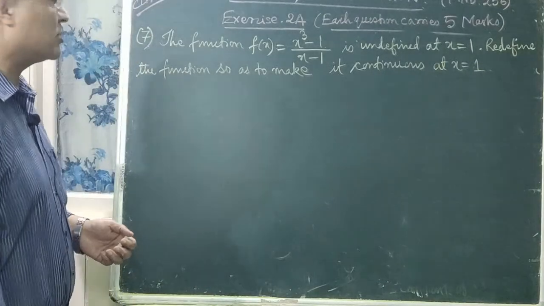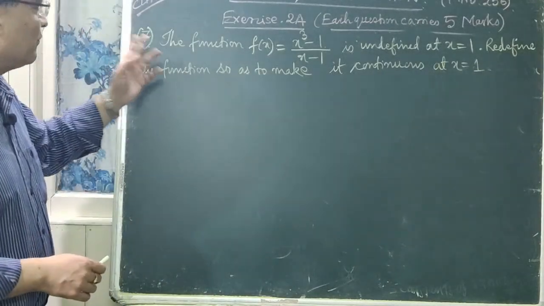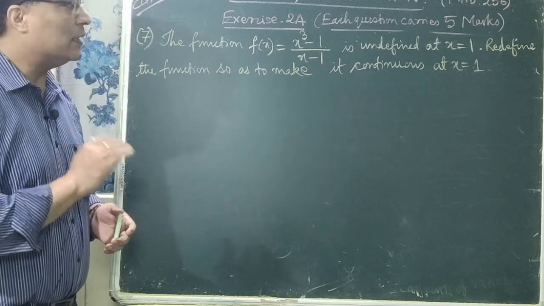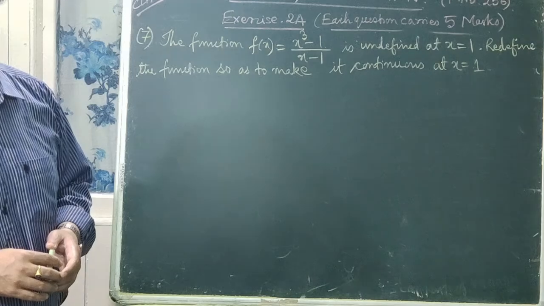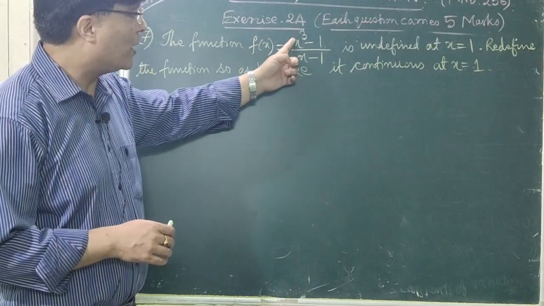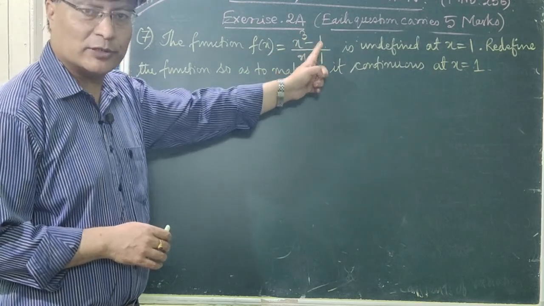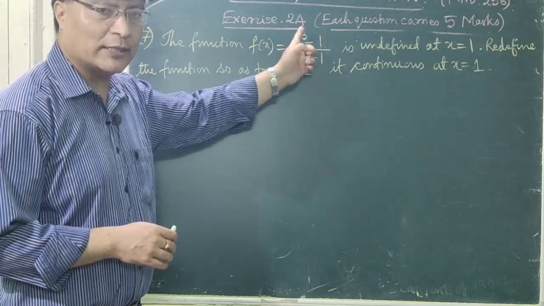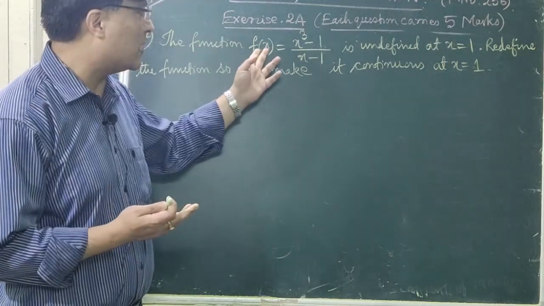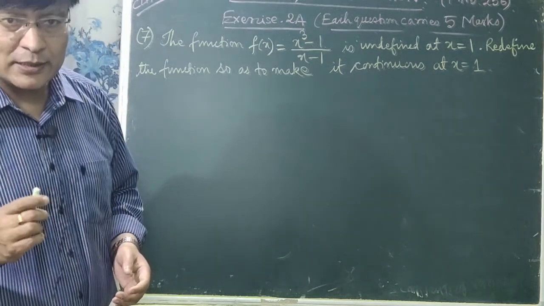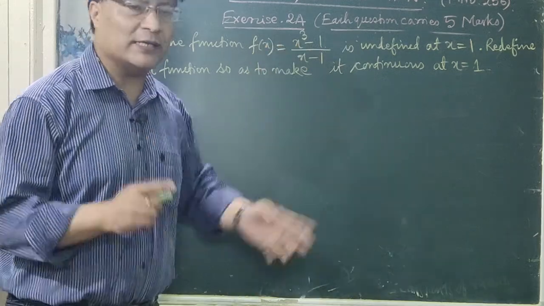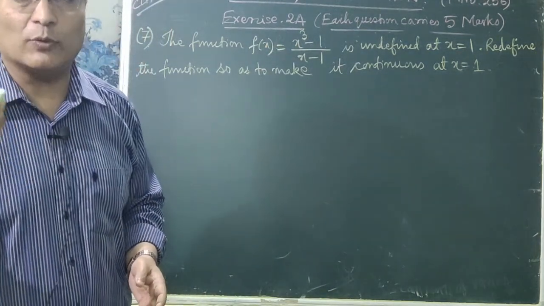So now we'll do the next question, that is question number 7. The function f of x is equal to x cubed minus 1 divided by x minus 1 is undefined at x is equal to 1. So in this case, if we put x is equal to 1 here, 1 cube minus 1, 1 minus 1 is equal to 0, 1 minus 1 is equal to 0, that is 0 by 0 is undefined. So obviously, when you put x is equal to 1, this function f of x is undefined. That means it is defined when x not equal to 1, isn't it? This function f of x is defined at x not equal to 1.